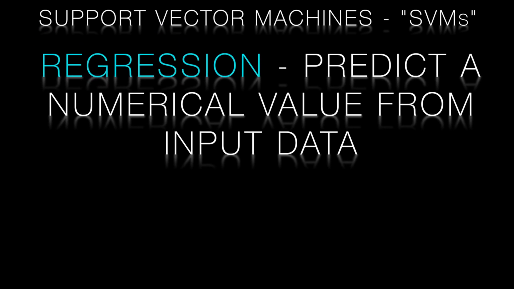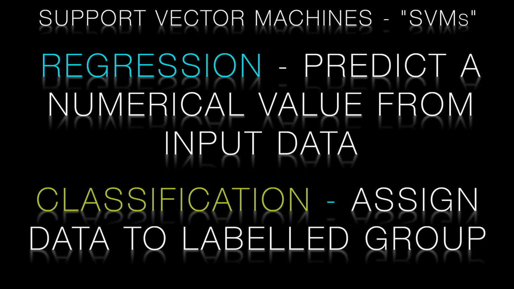In this video, we will discuss support vector machines, or SVMs. SVMs are excellent tools for both classification and regression. Regression is used when we wish to predict a numerical outcome, whereas classification is used when we want to assign data to two or more labelled groups.